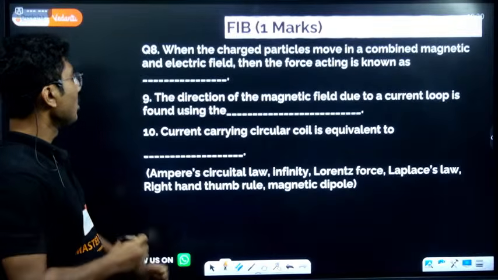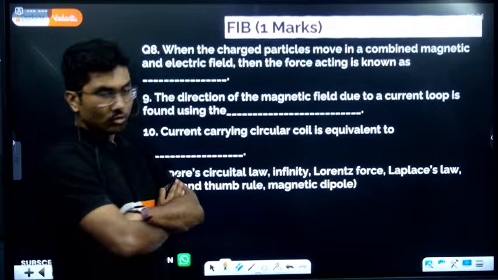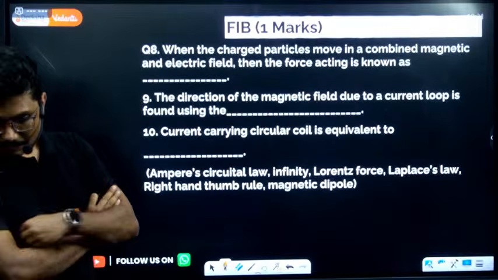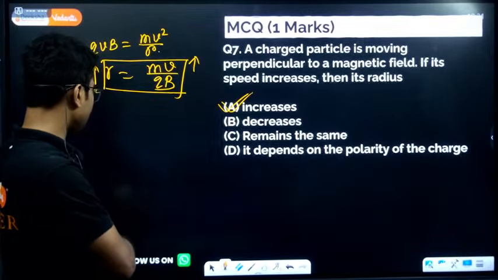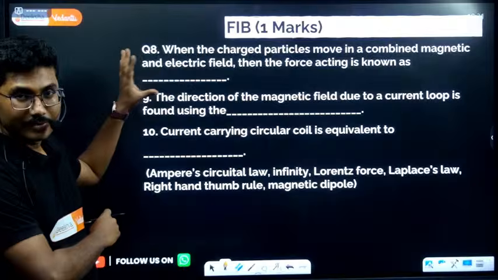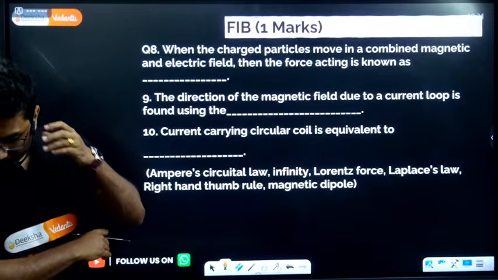Next, when the charged particles move in a combined, yes Akash, I think you answered correctly. So answer this, fill in the blanks, right?